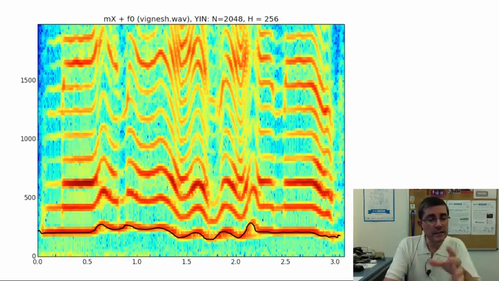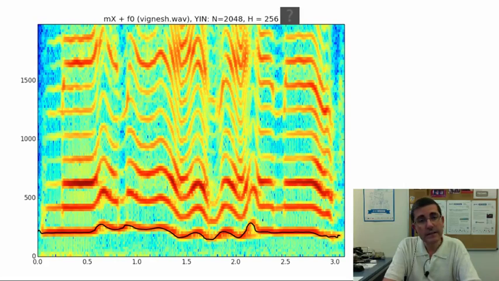So this is the spectrogram of this Vignesh sound that we have heard, and here we have plotted the function. The black line is the fundamental frequency that the YIN algorithm has detected. Of course, it has detected it on the time domain, not on this spectrogram. So let's listen to the fundamental frequency. So this is pretty good. It basically tracks the fundamental frequency very well.